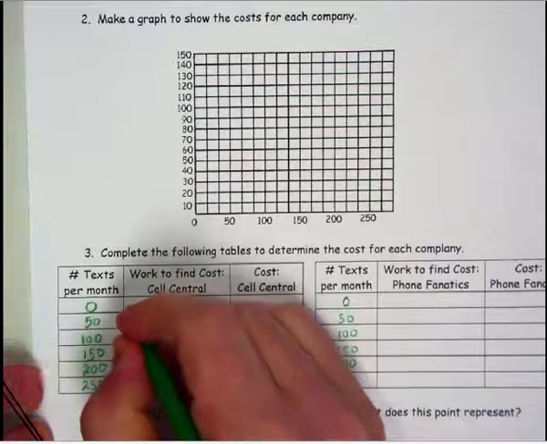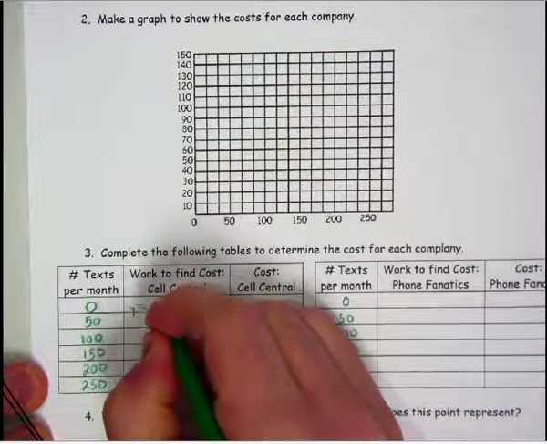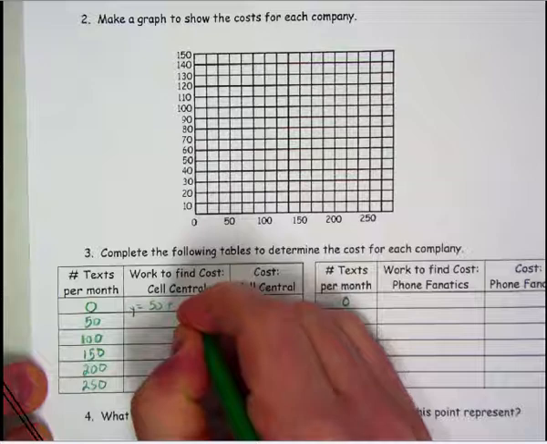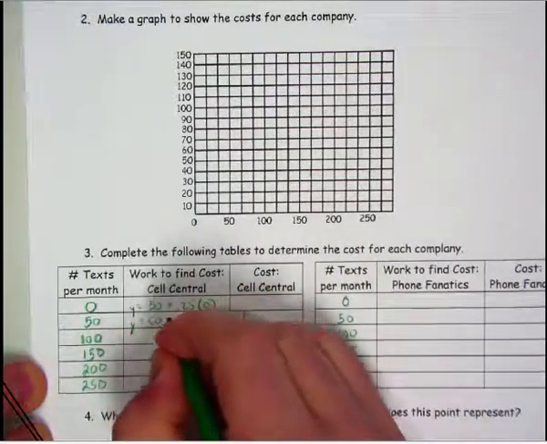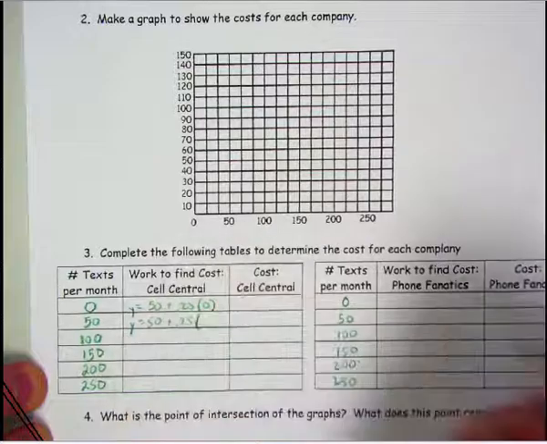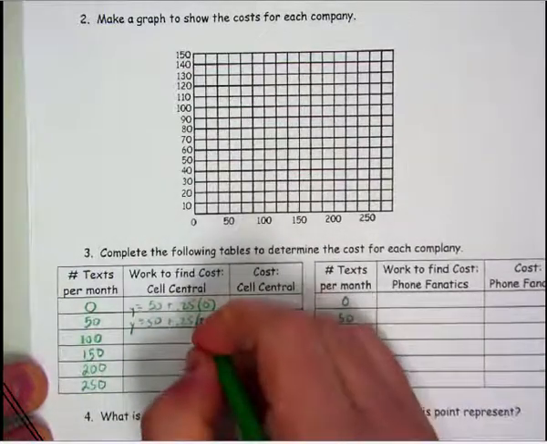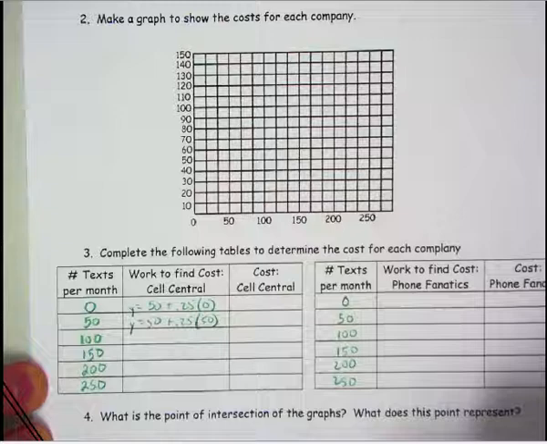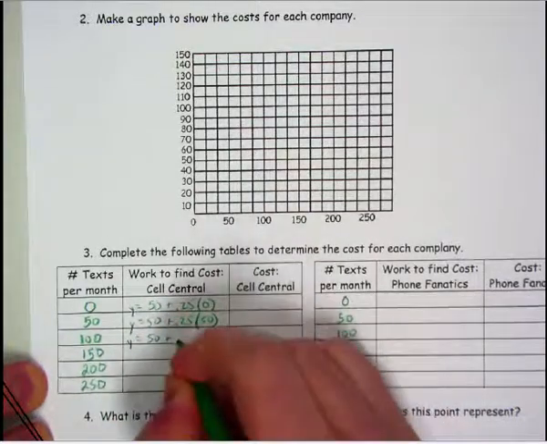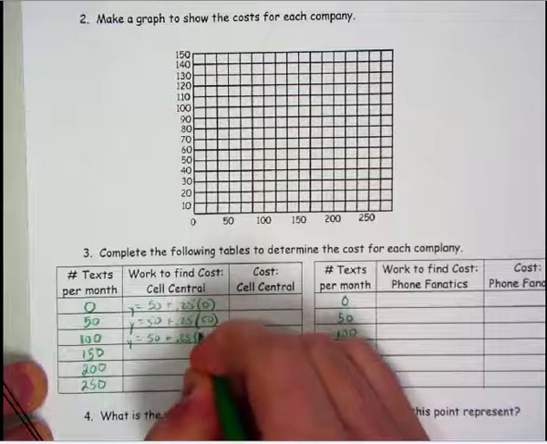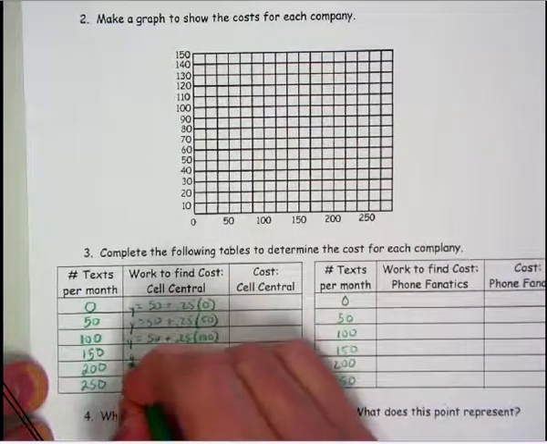So this would be y equals 50 plus 0.25 times 0. And this would be y equals 50 plus 0.25 times, well, now the input's 50. Okay, and so on. If you'd like to, go ahead and pause the video and continue filling this in.